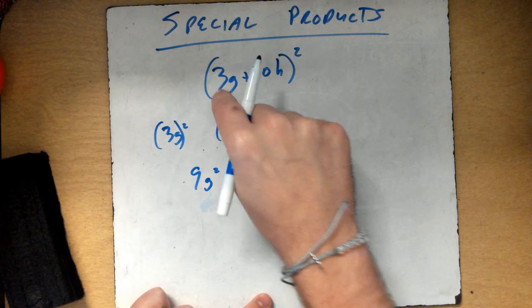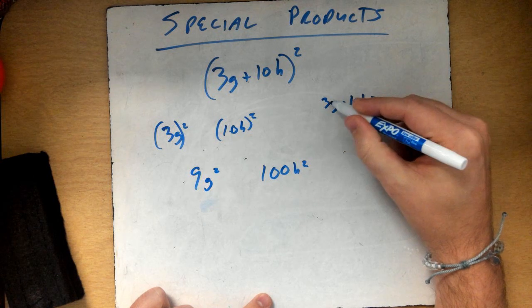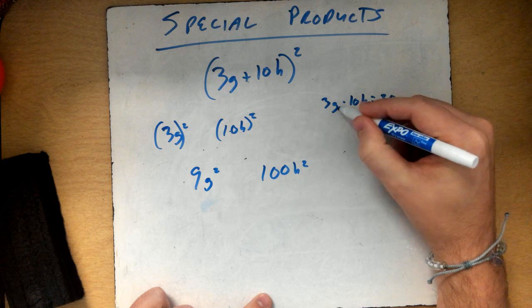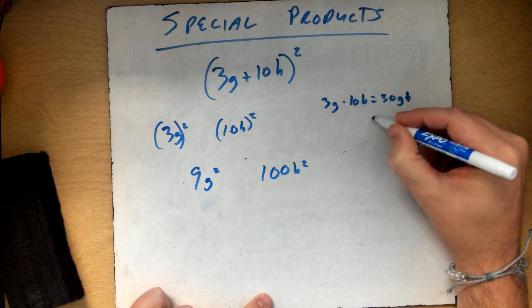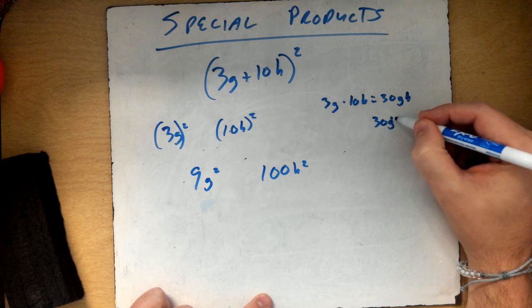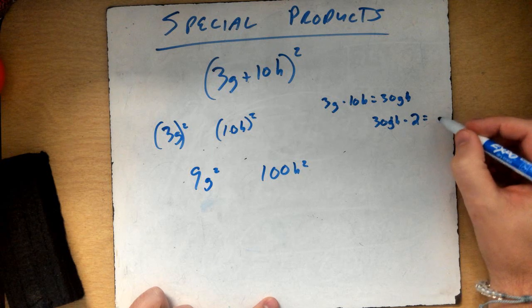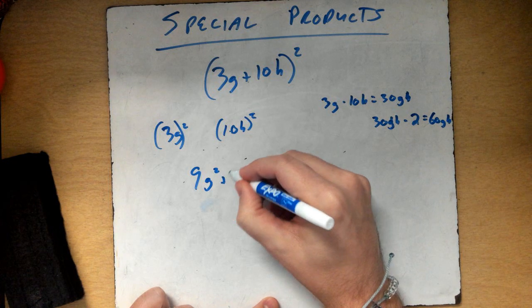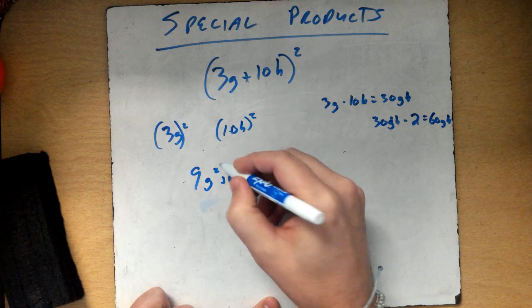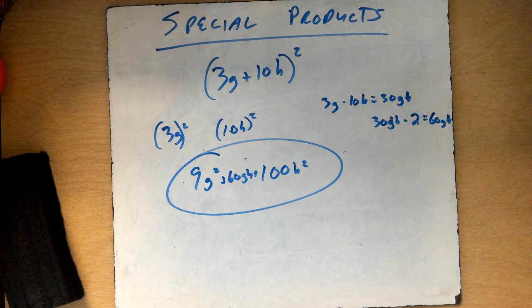And then we're going to multiply our middle terms. So 3g times 10h equals, 3 times 10 is 30. g times h is gh, right? And then our answer, 30gh, we times by 2. And all we're doing is 30 times 2 to get 60, and our letters stay the same. So 60gh. And everything's positive. Okay? So that's our shortcut way of doing that.